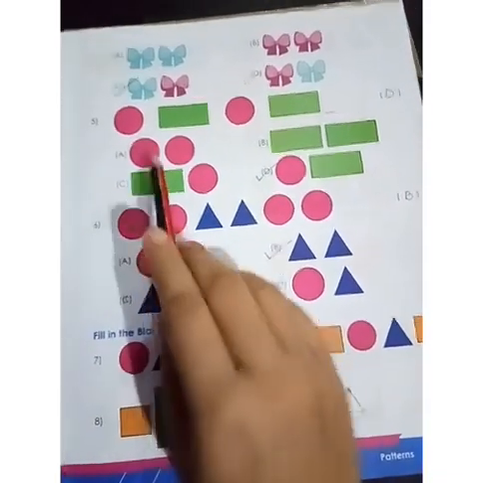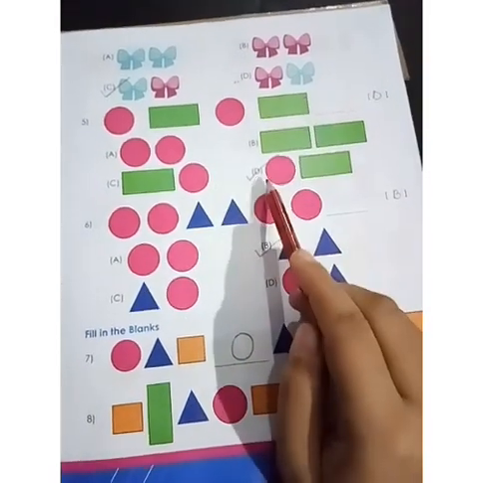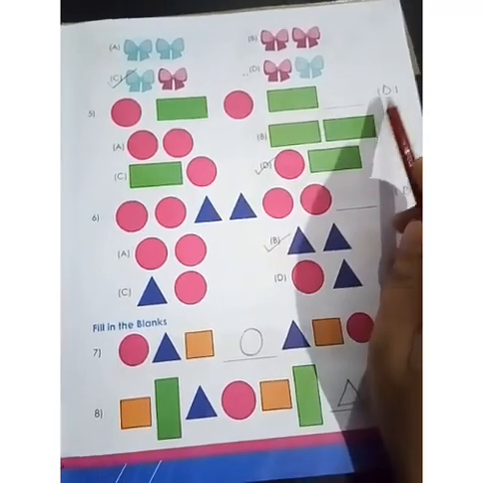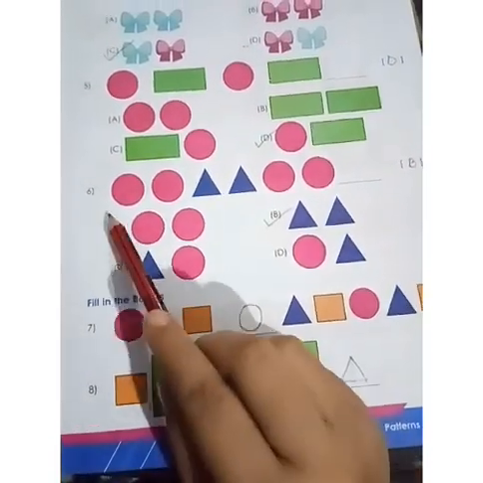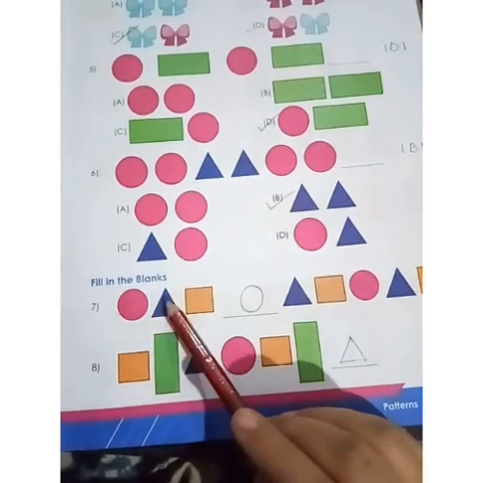Similarly for 5, that is circle, rectangle, then what will come? The circle and rectangle. It is option number D. And the bracket also has been written here. Similarly, the answer for question number 6 is 2 triangles, and we write the option here. Now question numbers 7 and 8 are fill in the blank.